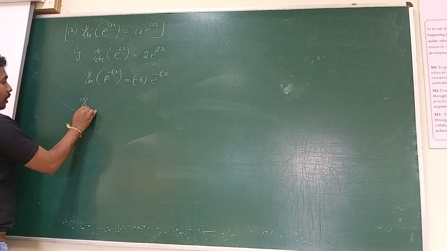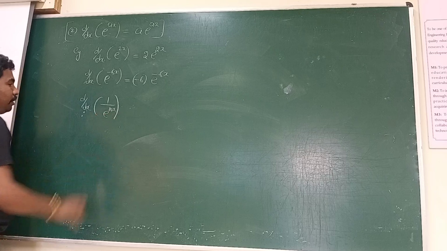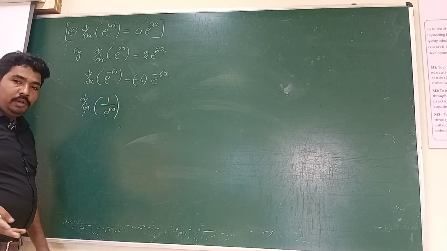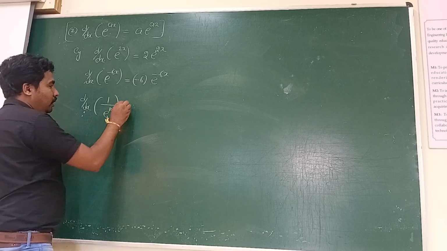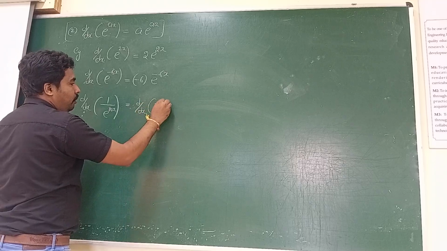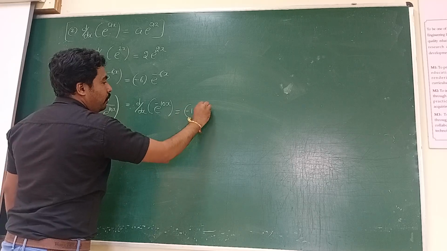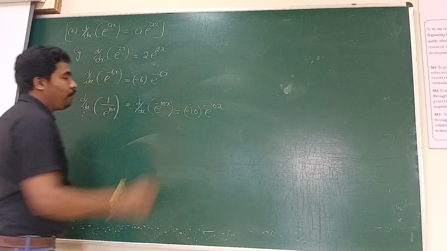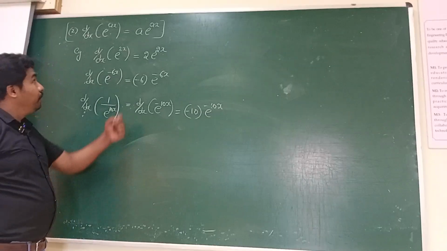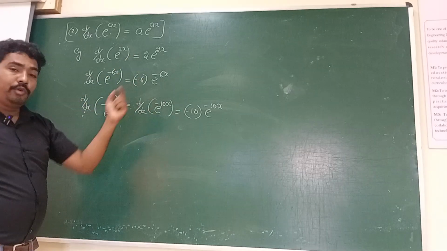I will take one reciprocal, 1 by e power 10x. Some students face difficulty if they are given like this. It is very simple: you just bring this term to the numerator. That's it. So it is d by dx of e power minus 10x, which becomes minus 10 into e power minus 10x. This is how to differentiate an exponential term. If we remember this formula in differentiation, then we can deal with any number of problems.